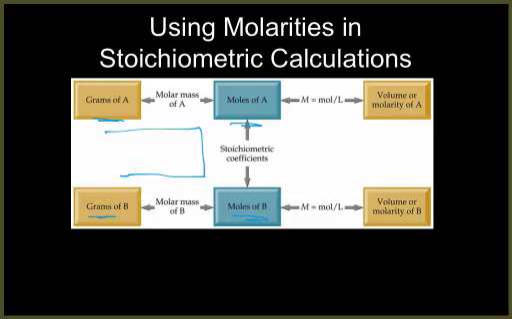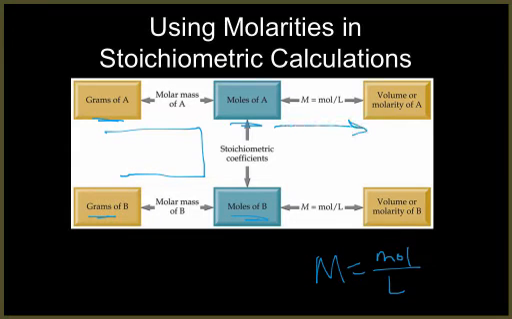Now, knowing that molarity is the same as moles over liters, we can use that as a conversion to get from moles of one thing to the volume or molarity. You could go from moles of A to moles of B and then to the volume or molarity of B. So it opens up a few more pathways as we're using stoichiometry to solve problems. So let's look at an example of this.